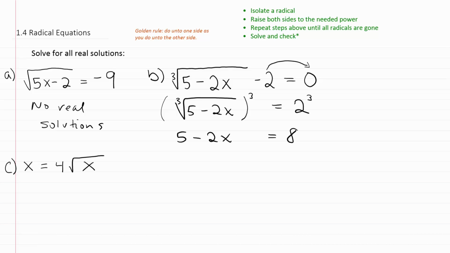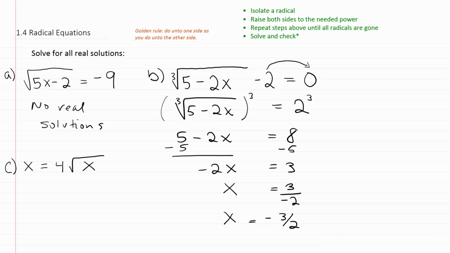Now, at this point, we simply have a linear equation which we can solve very easily. We'll subtract 5 from both sides, and that'll end up giving us -2x is equal to just 3. And then we divide both sides by -2, giving us that x is equal to 3 over -2. Or in other words, x is equal to -3/2.